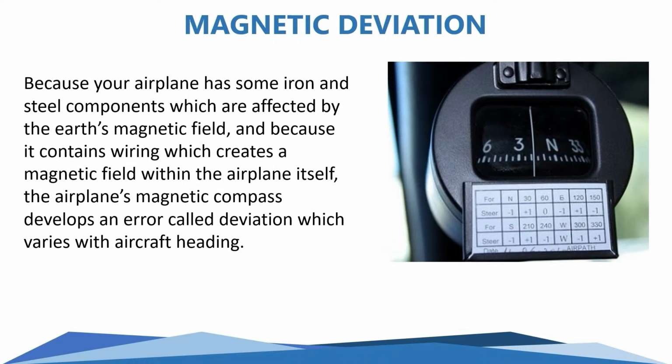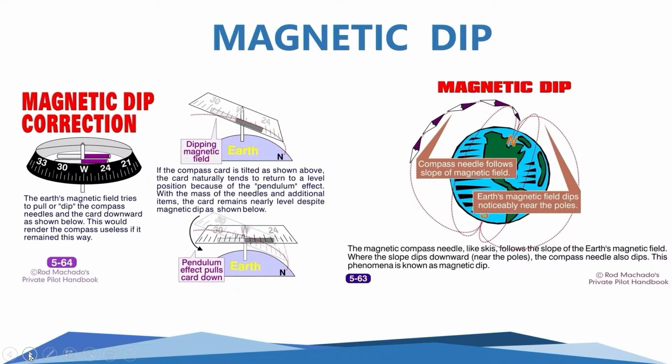So usually when you're on a right-hand turn, the numbers, people just get confused. Okay. All right. So that is magnetic deviation. The next one is going to be magnetic dip.